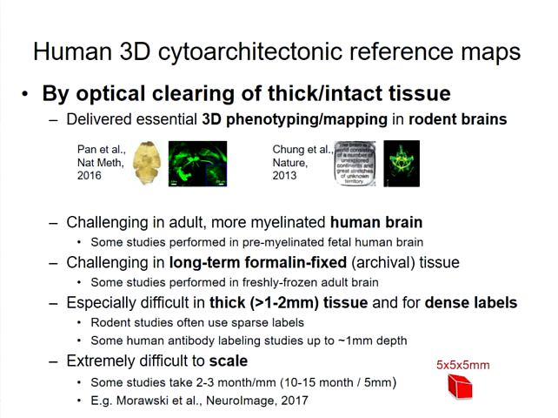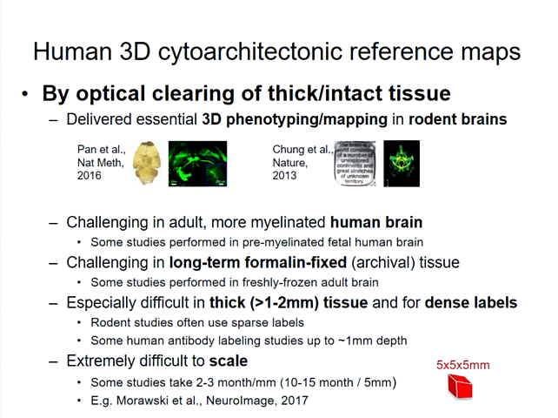To summarize a few of the points there, in the much more myelinated human brain, clearing tissue and labeling it is extremely challenging, and so some studies have been performed in the pre-myelinated fetal brain. It's even more challenging in long-term formalin-fixed, or as we sometimes call it, archival tissue, which is, of course, a lot of the human tissue that is actually available to us. And so some studies have been performed in freshly frozen human tissue.